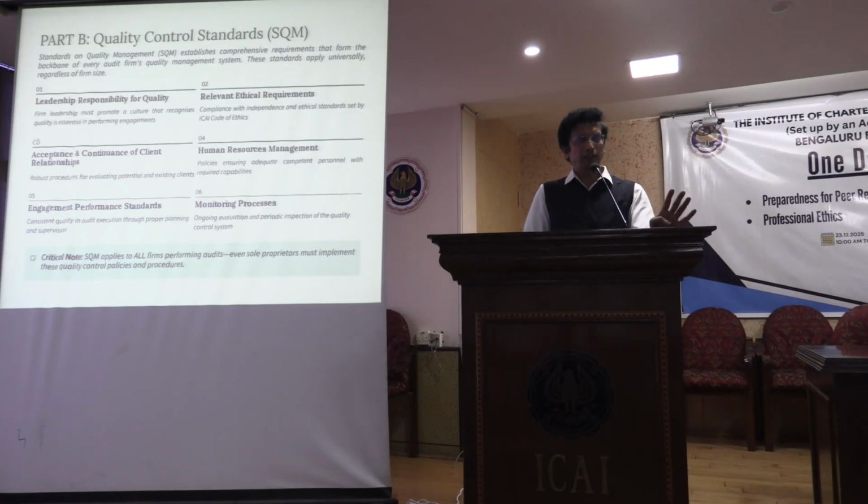So till now it was part A, more on what you need to have internally in terms of the basic documentation, and how you need to build your samples and the data on it. The second part comes more on SQM, mainly on your quality control. As again it was covered, five aspects. Leadership responsibility: it has to be at the top level, at the partners' level, that the implementation has to happen. Then only you can expect the members or the employees working in the firm to follow it. Second, your relevant ethical requirements, your code of ethics: how you are ensuring that it is taken care of and adhered to. Then client acceptance, we will cover one by one.